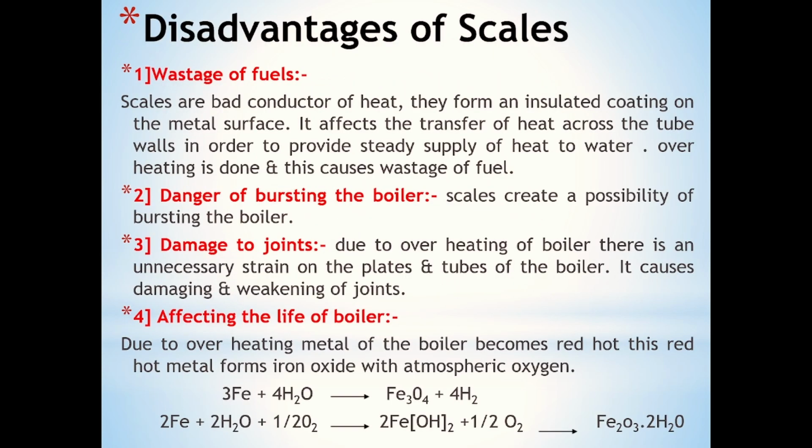Now what are the disadvantages of scale formation? Wastage of fuel. First, scales are bad conductors of heat like sludge, but scales cause more impact on the boiler. They form an insulated coating on the metal surface. It affects the transfer of heat across the tube walls. In order to provide a steady supply of heat to water, overheating is done, and this causes the wastage of fuel.